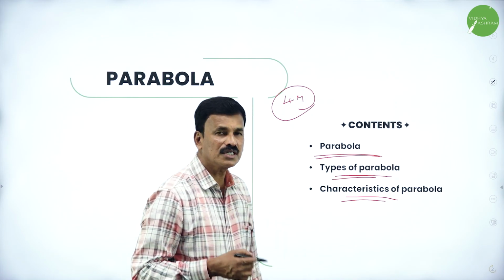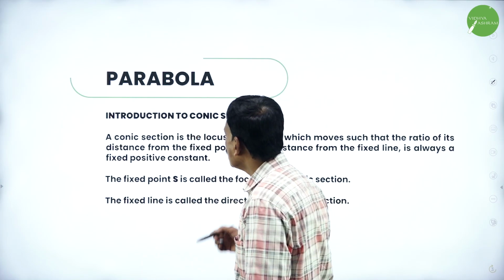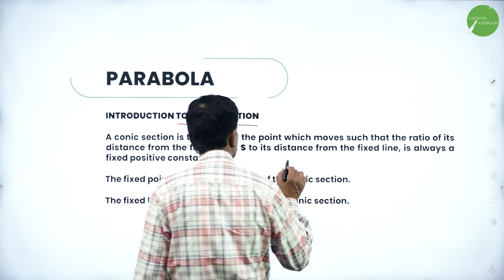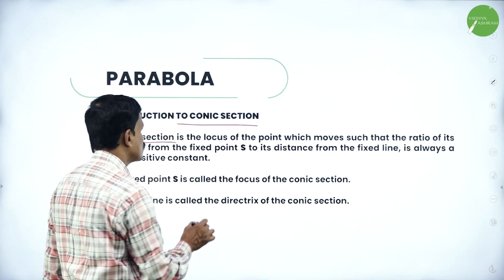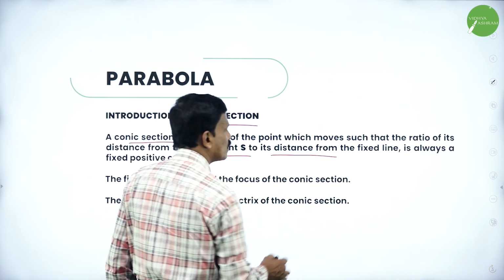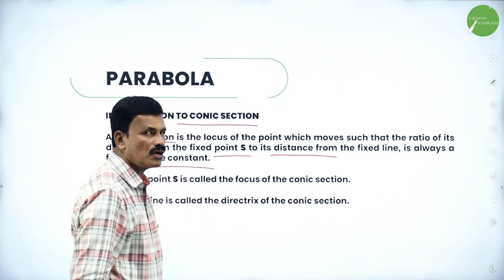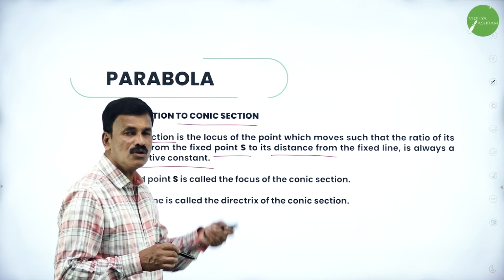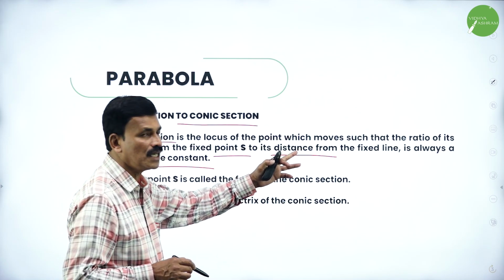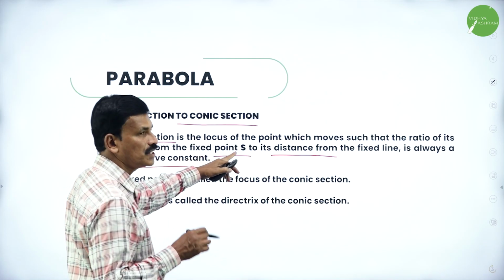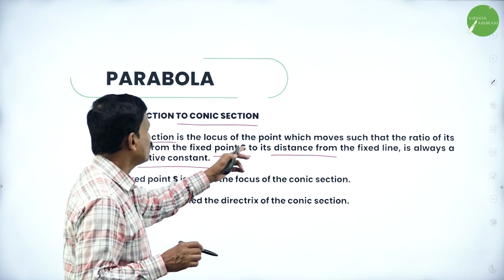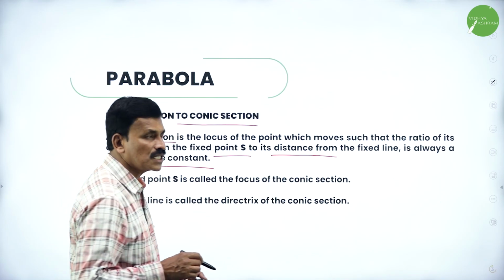Now, straight away, let us see how to define a parabola. What is a parabola? Let me first discuss the introduction to the conic section. A conic section is the locus of a point which moves such that the ratio of its distance from a fixed point to its distance from a fixed line is always a fixed positive constant. Locus is nothing but the path traveled by the point, which moves such that the ratio of its distance from the fixed point S to the fixed line L is always a fixed positive constant.